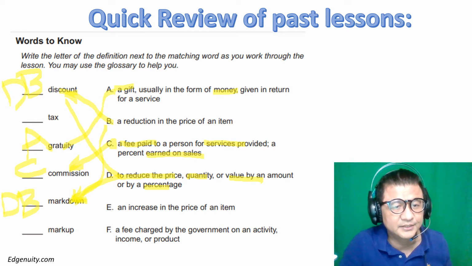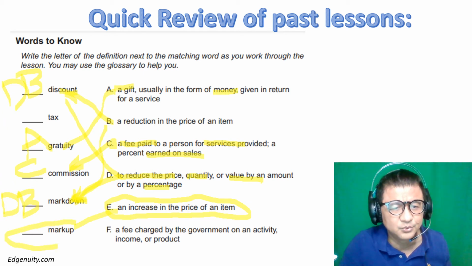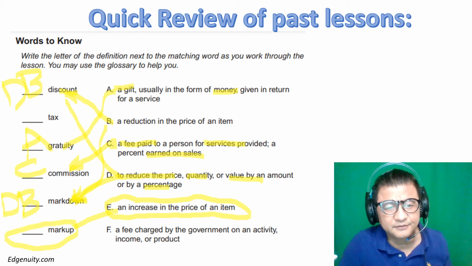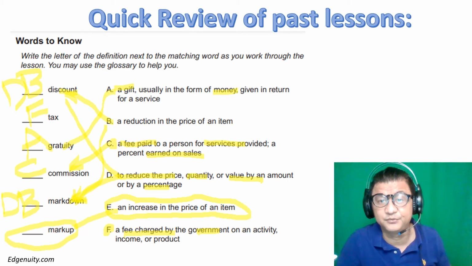And then a new lesson we're going to learn today is an increase of the price. Why would you increase the price, right? That's now called markup. That's our new lesson for today. And then the fee charged by the government. Who gets money? The government. And that's what you call tax. So that is letter F over here. All right, so the new topic will be markup for today.